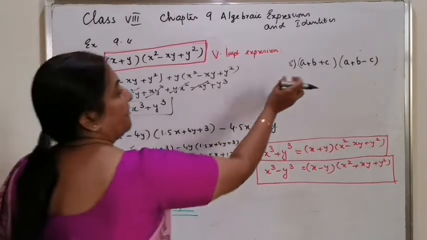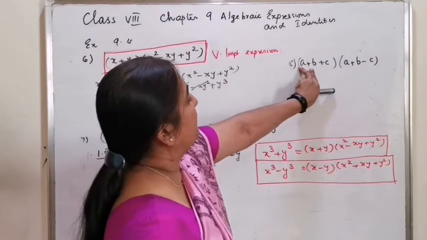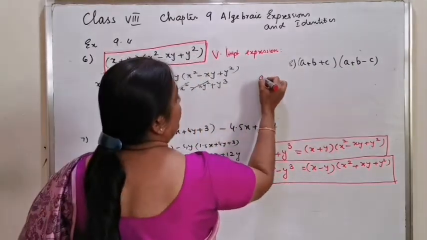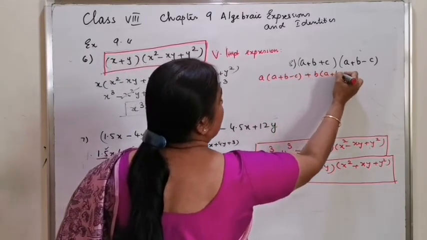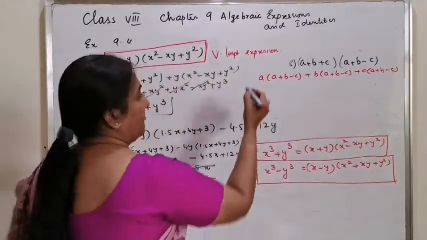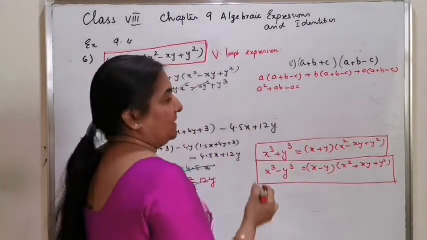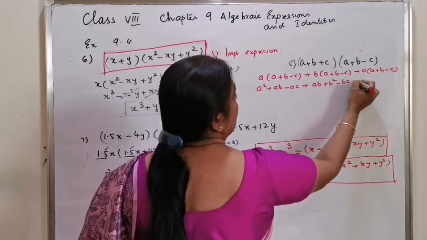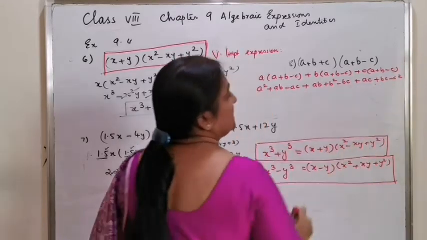And this also, when you see, the answer will be a very simple one. If you see the terms a plus b plus c, a plus b minus c, it will be simple. Let's go with the procedure. a into a plus b minus c plus b into a plus b minus c plus c into a plus b minus c. It is a square plus ab minus ac plus ba, which is the same as ab, b square minus bc plus ca, which is the same as ac, plus bc minus c square.